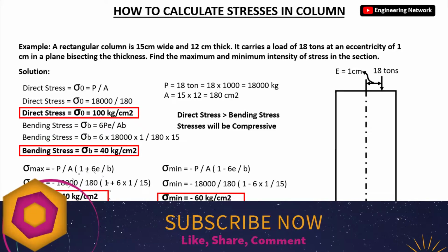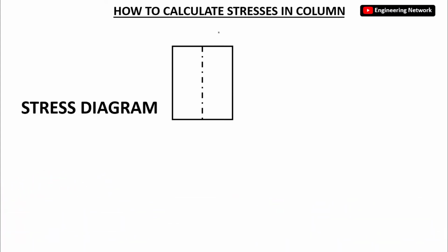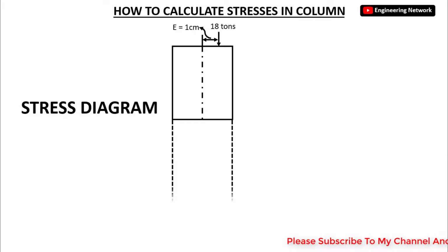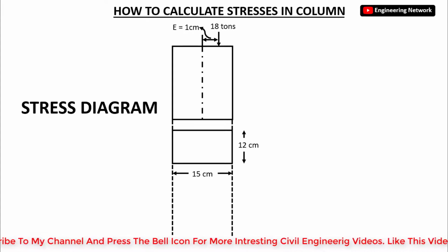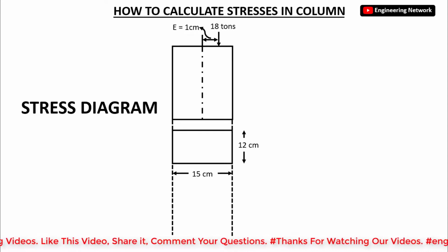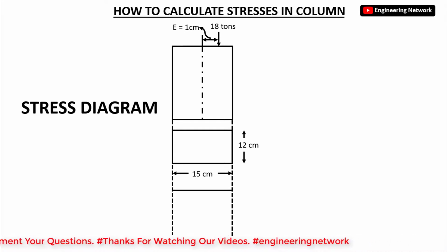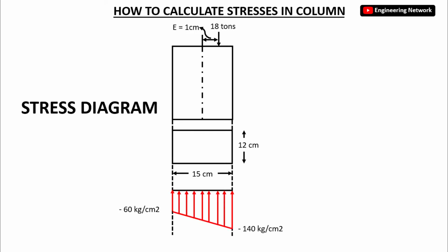Now if I draw the stress diagram for this column, then first I will draw the column. Here the 18-ton load is applied with 1 cm eccentricity away from the axis of the column. And this is the cross section of the column with depth of 12 cm and width of 15 cm, right? Now for the stress diagram, as both maximum and minimum stress are in compression, the stress will be below the neutral axis. So I will start from here with sigma minimum, which is minus 60 kg per centimeter square, and here I will put sigma maximum with minus 140 kg per centimeter square. So this is the stress diagram of this column.